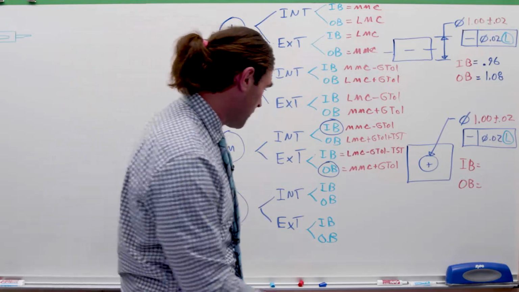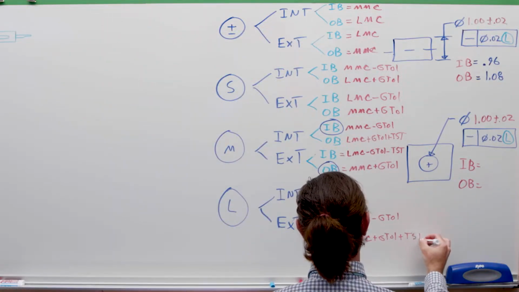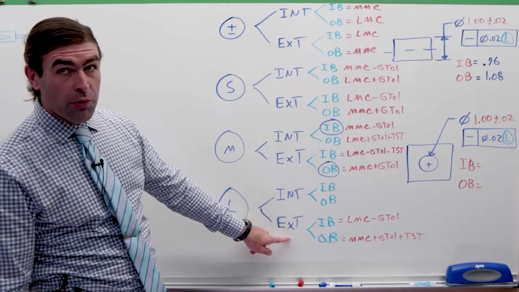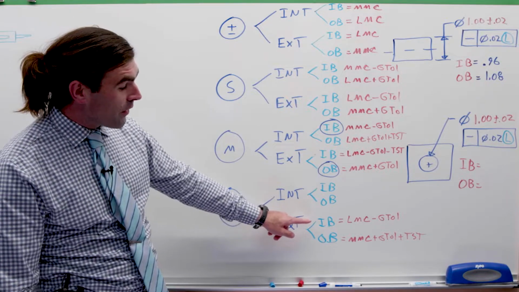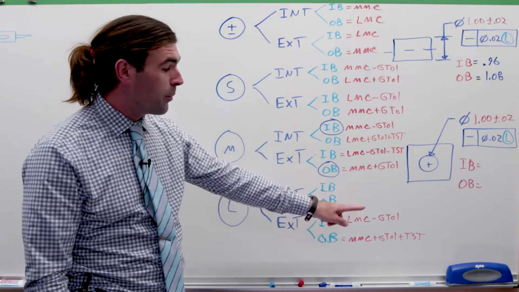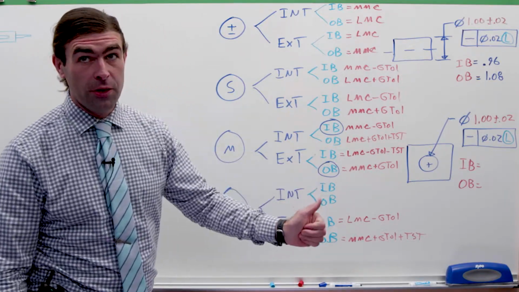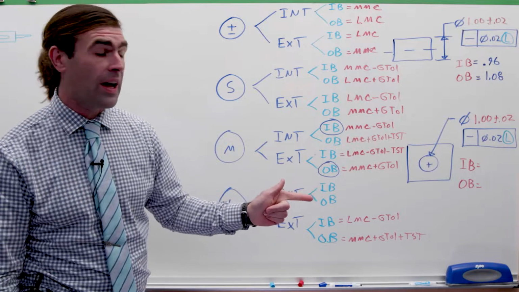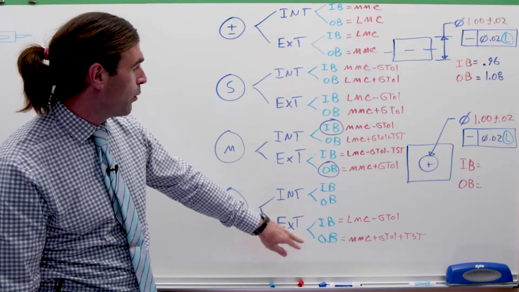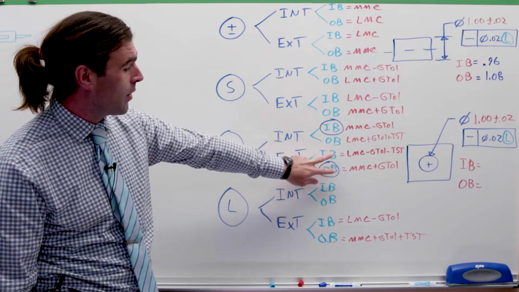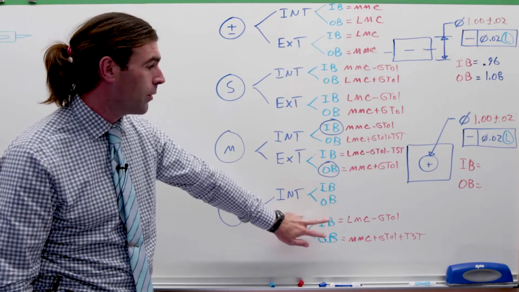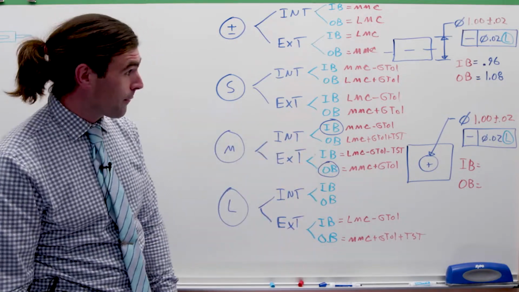And I'll write this down here. So for a feature modified at LMC, the inner boundary is the LMC minus the geometric tolerance. The outer boundary is the MMC plus geometric tolerance plus total size tolerance, as opposed to modified at MMC where it's reversed. Okay, so you're just reversing these.